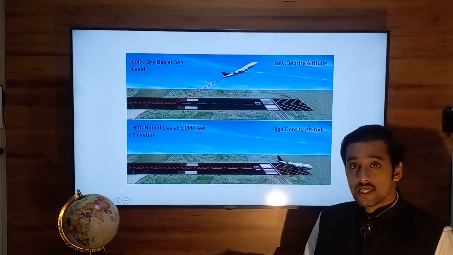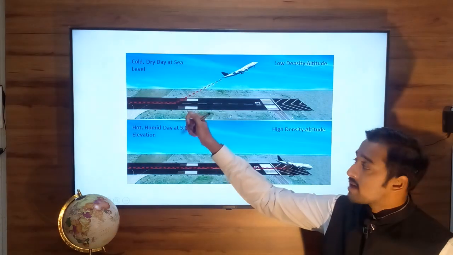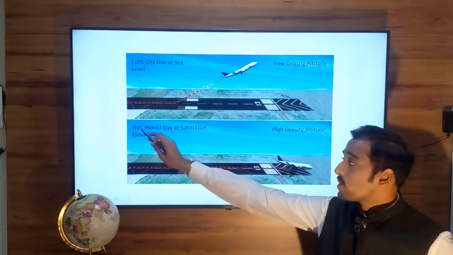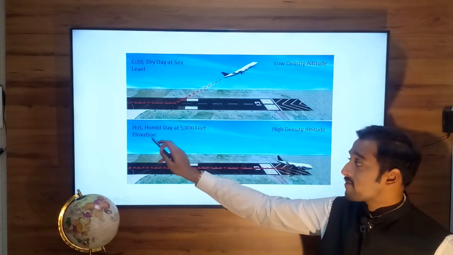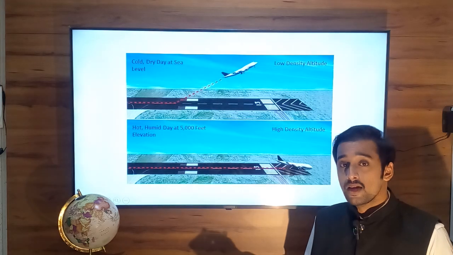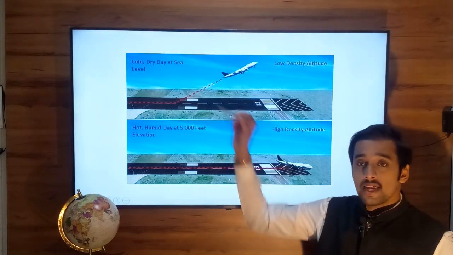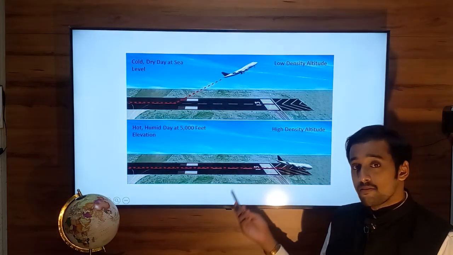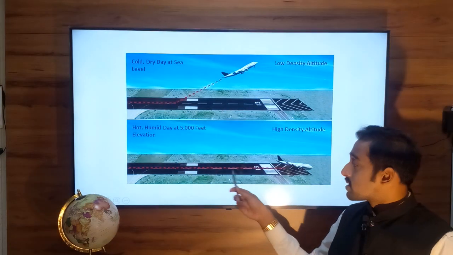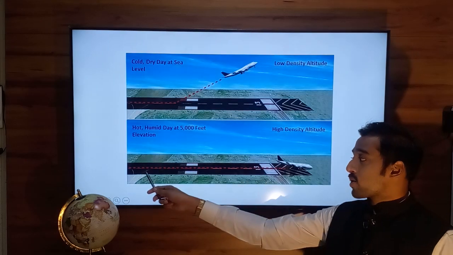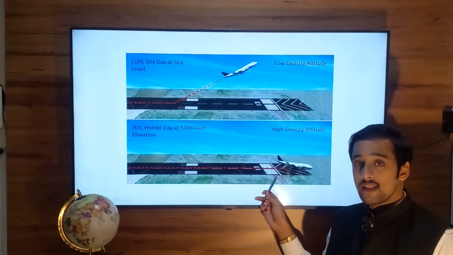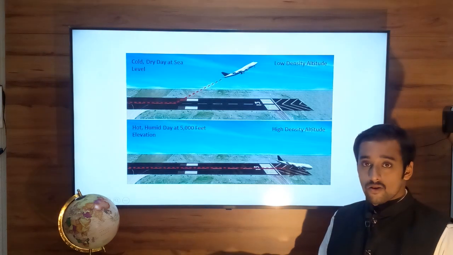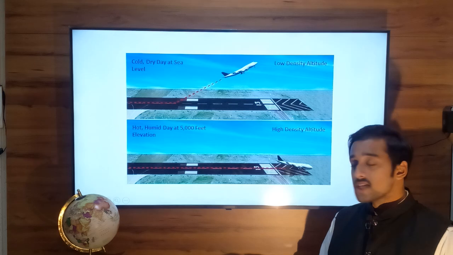Next, cold dry day at sea level. Here you can see on a cold dry day, the aircraft is able to take off from this point or lift off from here. But on a hot humid day, and that too at 5000 feet elevation where pressure will be much lower than the pressure at sea level, this combination is a deadly combination. On that particular day, at that particular airport, the aircraft is not able to take off. The amount of runway length available to that aircraft was insufficient, and therefore the aircraft overruns the runway, overshoots it, and gets out of the runway.